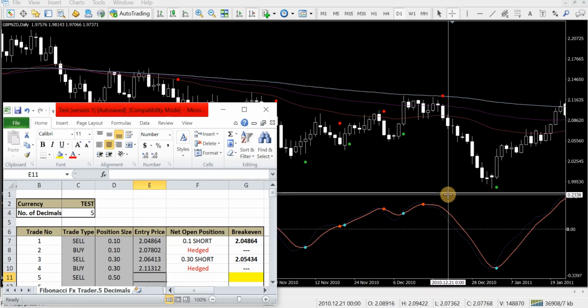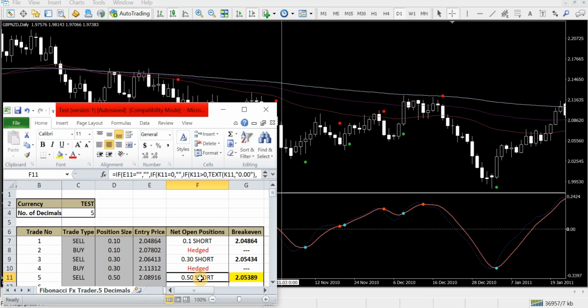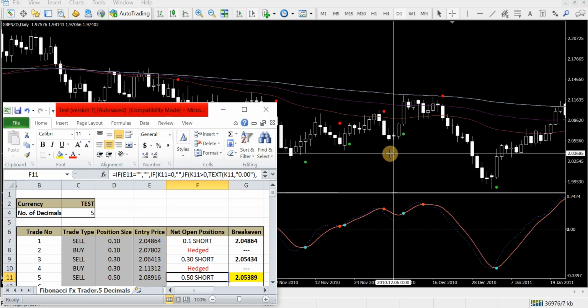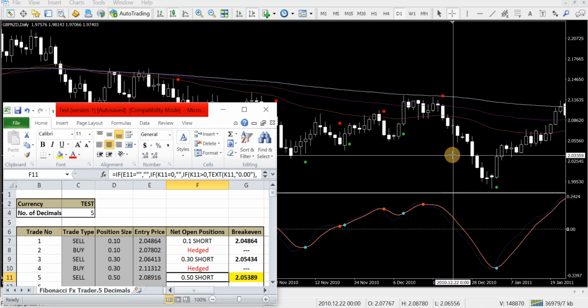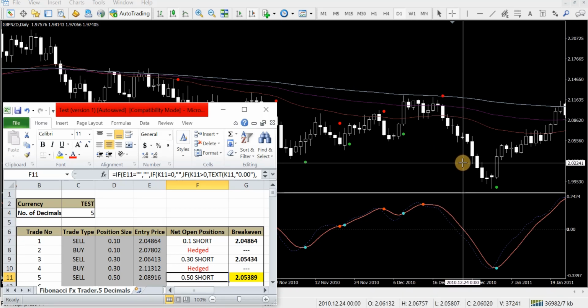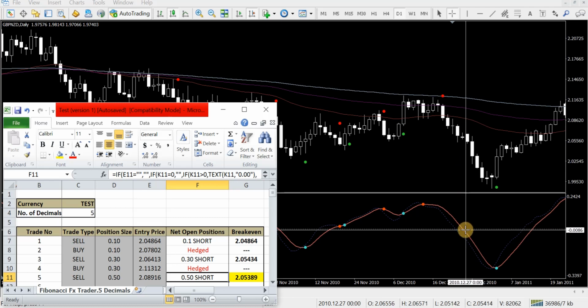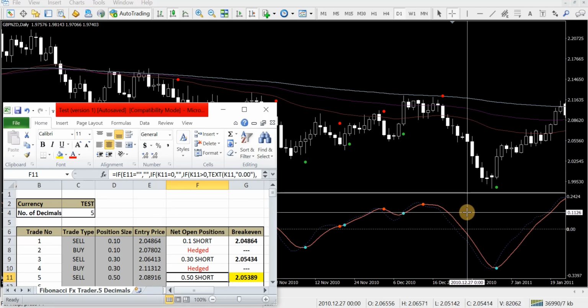I can guarantee you that's going to be an easier winner. So that's 2.08916. So we're net short 0.50. Looks like a lot of trades there, but that's your maximum exposure. And we're going to get to 205 something, and by the time the red line on the MACD Platinum goes through, the low there's 2.05142.